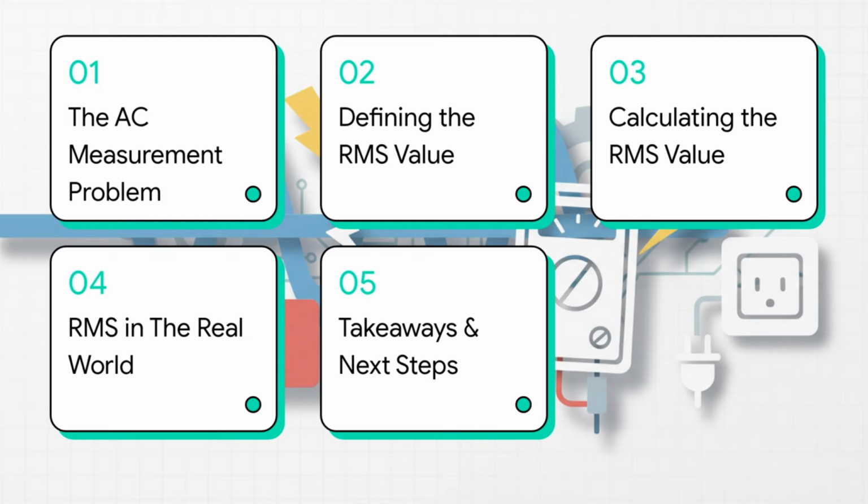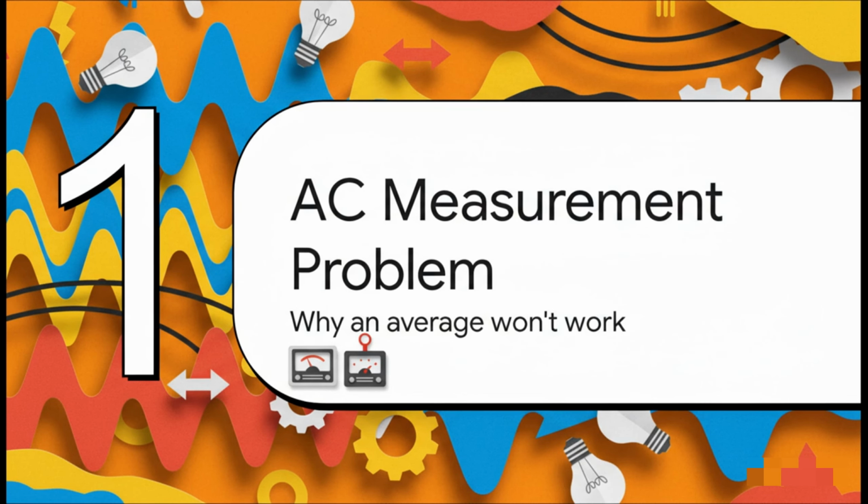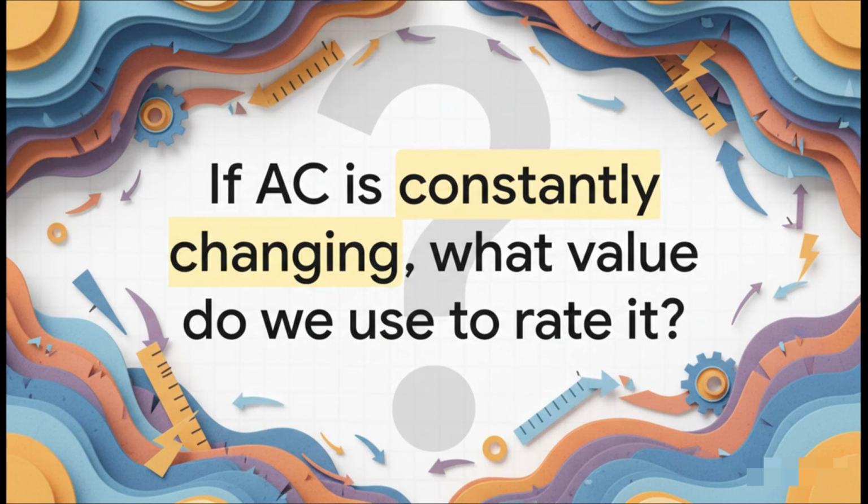Let's get started. First things first, to really appreciate why we need the RMS value, we have to understand the fundamental challenge that it was created to solve. And this really is the central question. For any kind of practical engineering, we need a consistent value for our calculations. But the very nature of alternating current is that it's, well, always alternating.